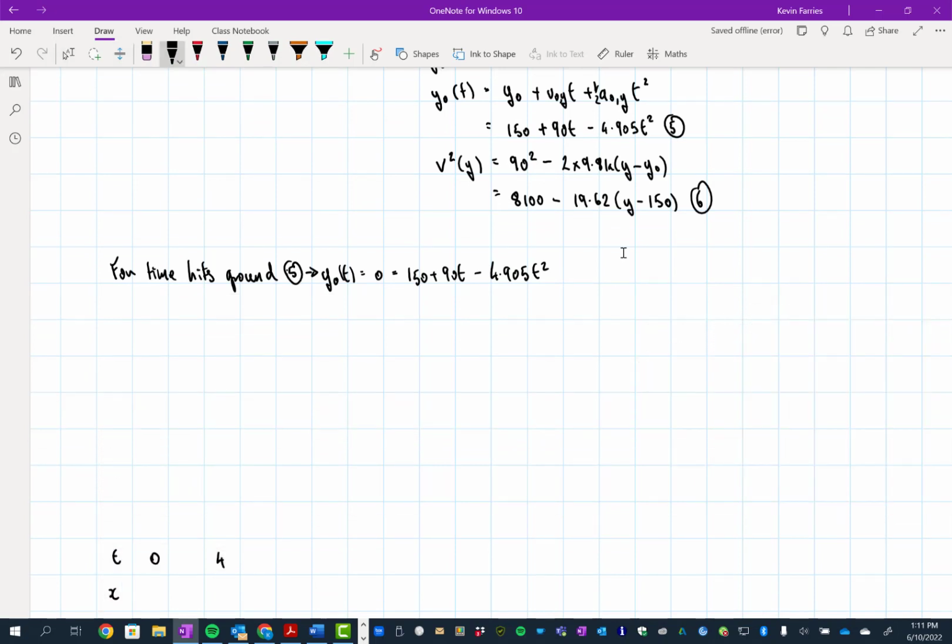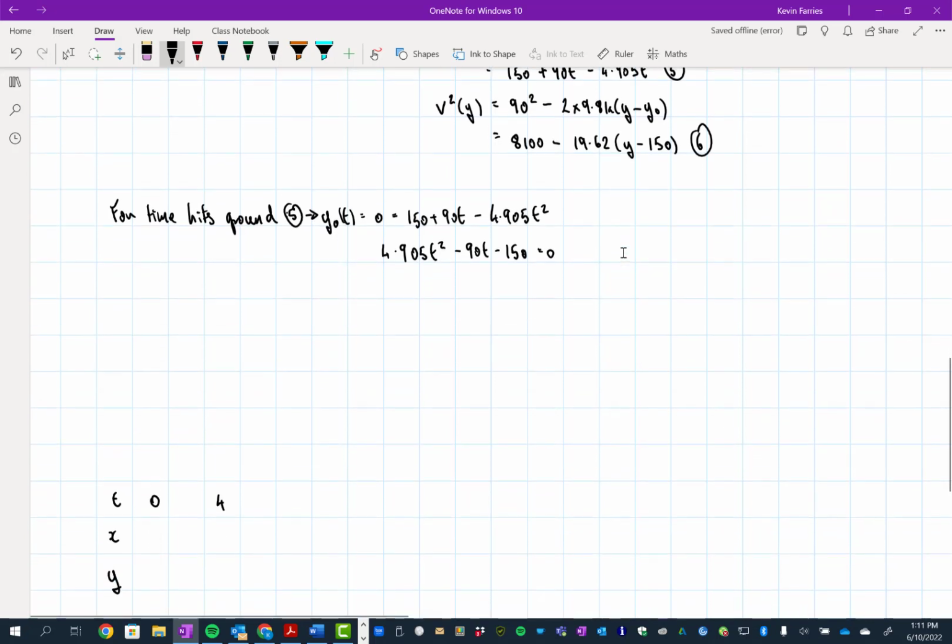So let's get it in the right order. I'm just going to take everything to the other side, so everything's going to change sign. I'm just going to add it to both sides. I'm not just swapping sides, I'm taking it to the opposite side. So 4.905 t squared minus 90t minus 150 is equal to 0.